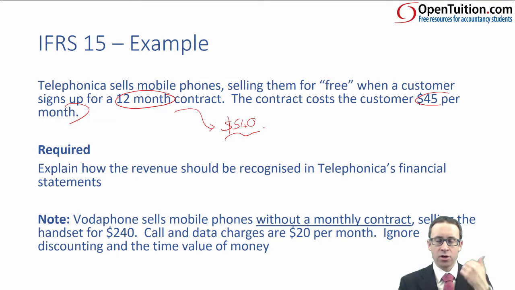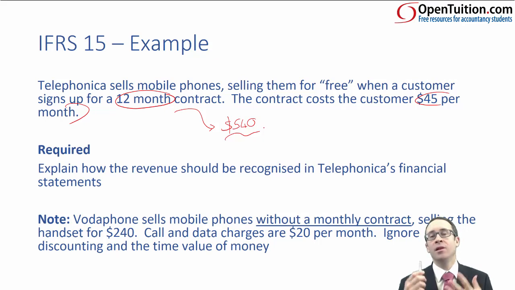Okay, there is a contract. We've got the 12-month contract. The obligation: there's a phone, and the contract for 12 months. So presumably there are minutes within there, call and data charges if you want to call them. So there are 2 performance obligations. What we need to do is allocate that $540 to the phone, which is for free. Okay, that's just a marketing gimmick. It's not free, you've paid for it within that $45 per month. So you need to allocate it to the phone and the call and data charges. How do we do that?